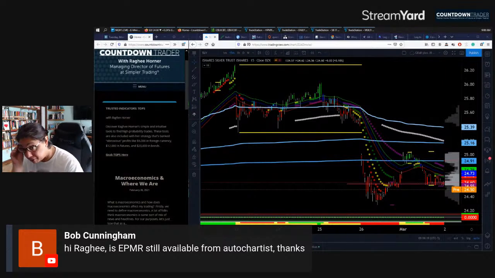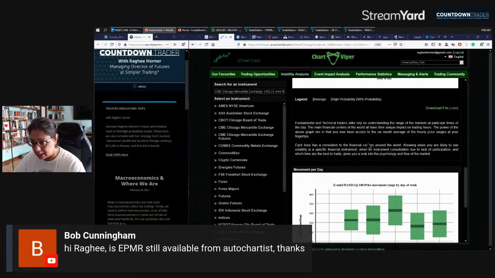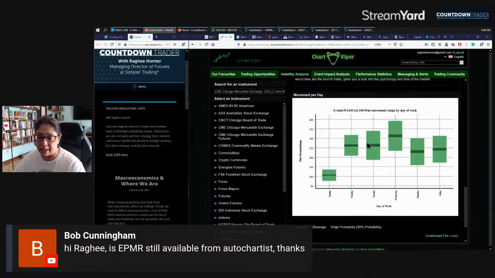All right, moving on to expected price movement range. Is that still available from AutoChartist? Yes. You guys know I use AutoChartist a lot. AutoChartist is a company that I used to work with. I've done a lot of work with them, and I'm a huge fan of what they do in terms of the price movement range. There's nothing else out there like it. And yes, I'm using it right now, Bob.